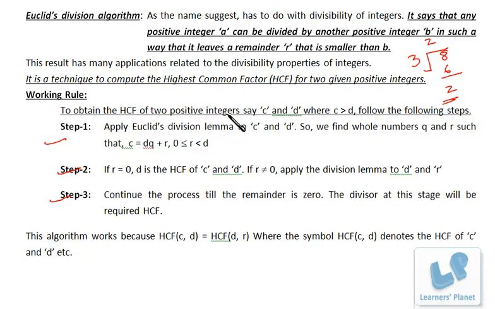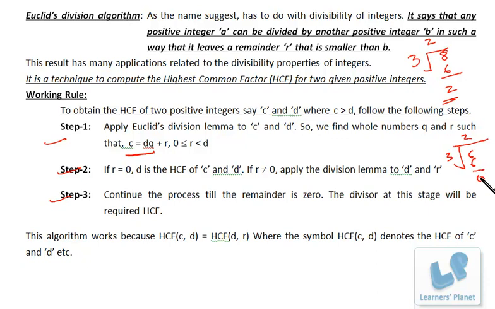So to obtain the HCF of two positive integers, say c and d, where c is greater than d, we have to follow these steps, right? Definitely dividend is equal to quotient into divisor plus remainder, right? That we already know. Now if r is equal to 0, that means if the remainder is 0, that means what? Suppose I just take that example also, it's 6 3.